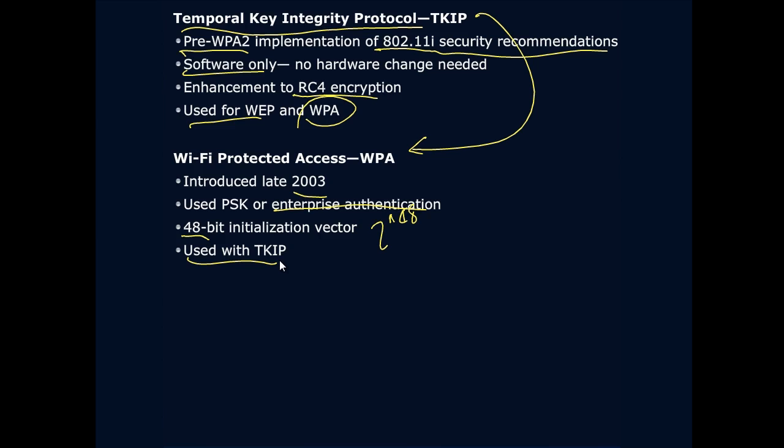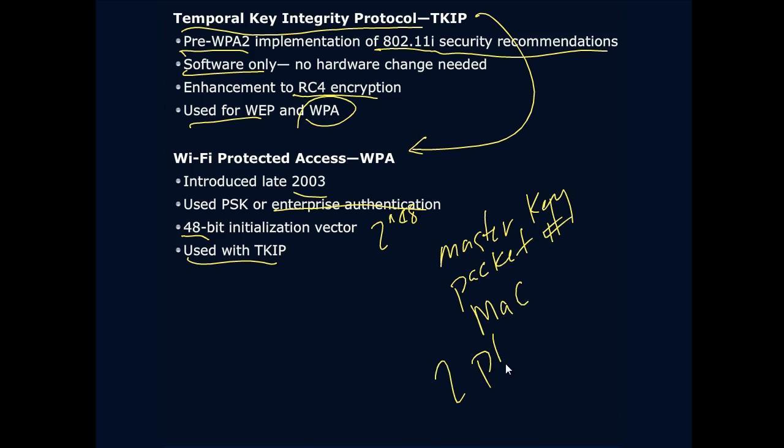Now, WPA uses a mix of different values in order to create that security. It uses the master key, the packet number, and the MAC in a two-phase process to create its encryption. So there's a lot of information going there, and we can encrypt in a 2 to the power of 48 value. That's a tremendous amount of encryption that can be done. And all these put together in that two-phase process creates our packet key.